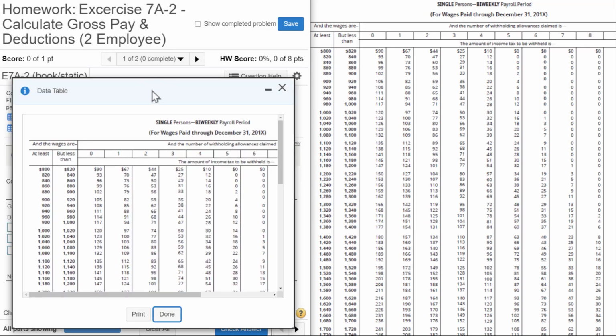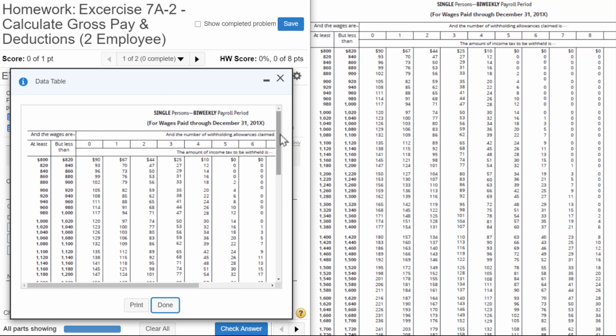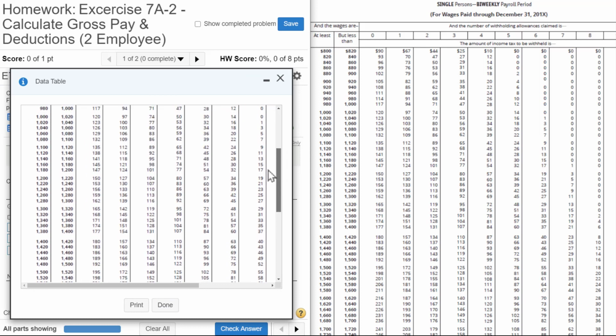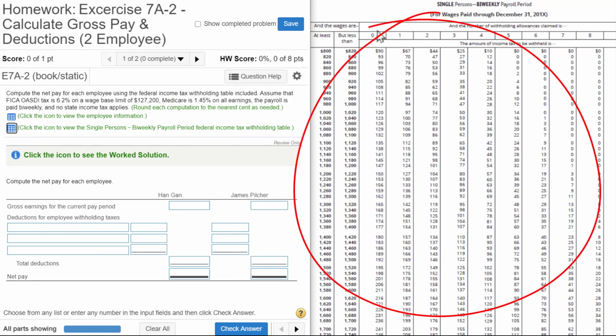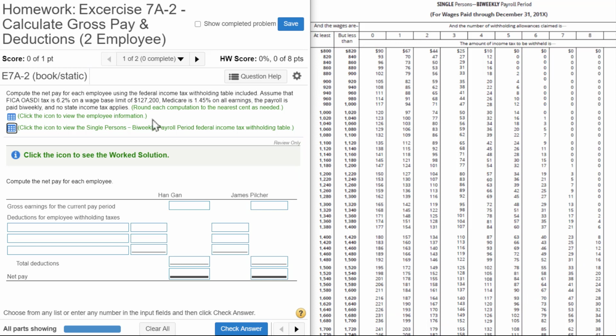So I've got the table here. We can scroll up and down, but for the purposes of me showing you, I've blown it up over here, so hopefully we can see it better while we work our way through this problem.